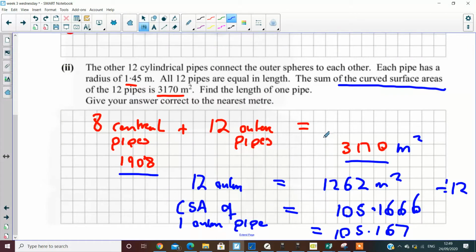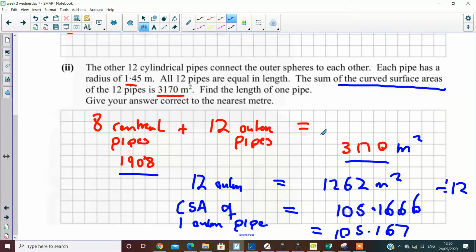surface area formula. Okay. It states that every pipe we use has the same radius, doesn't it? So what's the radius of each pipe then? Yeah. Are we looking for the radius or the length of the pipe in the question? It says it should be the last thing the question asks you for. Length. Okay.